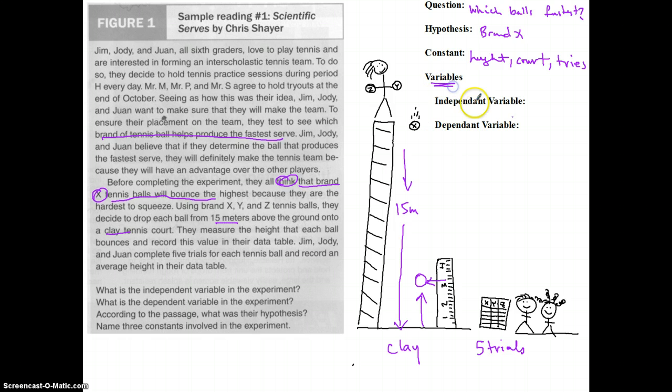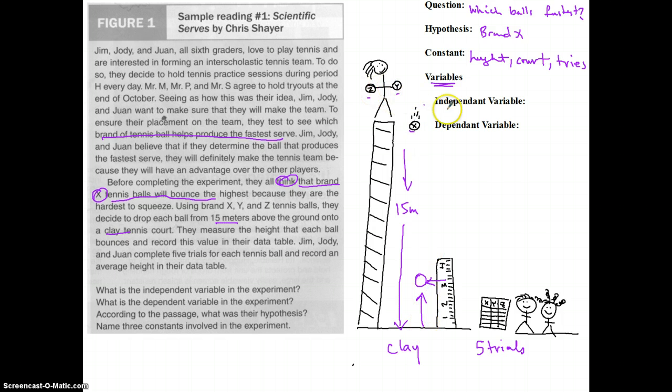Now the variables are things that are changed. So one thing right off the bat is that we didn't use the same kind. We used X, Y, and Z tennis balls. And the other thing that changed is the height that it bounced up.